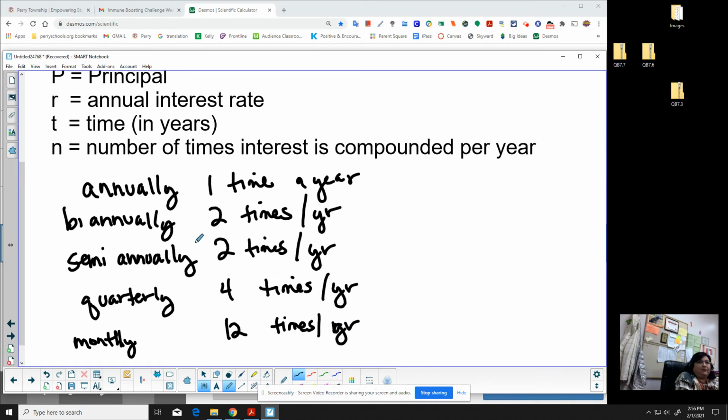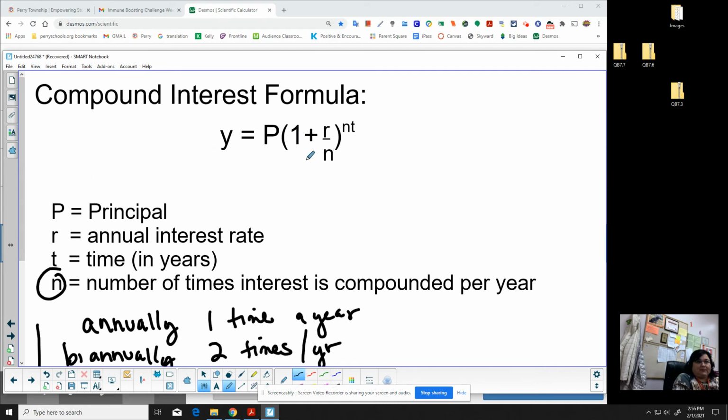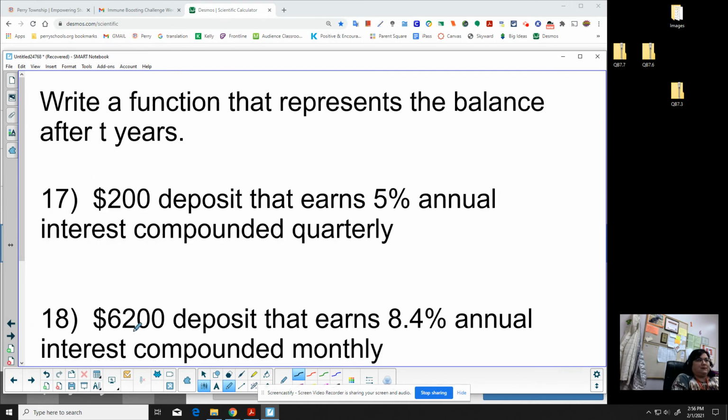Okay, and that mostly applies to your N, these words right here. You could have tri-annually. That means 3 times a year. You don't see that very often. Okay, so if you have it all, I put the formula on the next page too, and then we're going to pull out information and stick it all in there and see what happens.